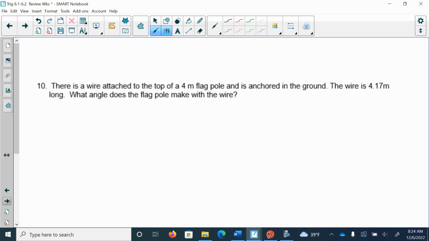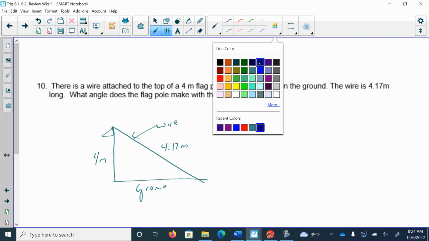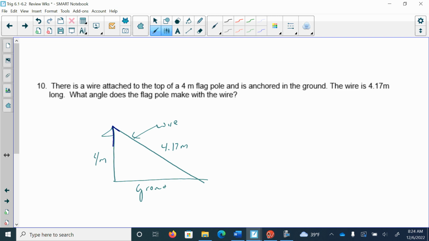Okay, there is a wire attached to the top of a 4-meter flagpole. So here's my flagpole. Here's 4 meters. And is anchored to the ground. So the wire is attached to the top, anchored to the ground. So here's my ground. Here's my wire. The wire is 4.17 meters long. What angle does the flagpole make with the wire? So it's asking what angle does the flagpole make with the wire? So this is the angle that I'm looking at.